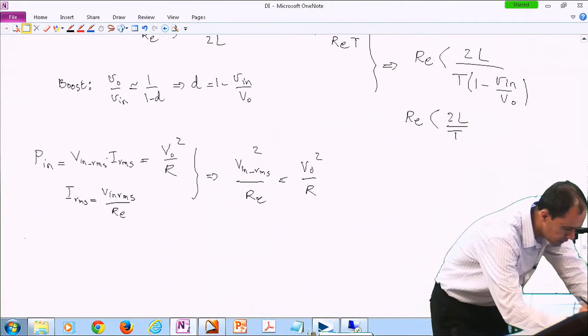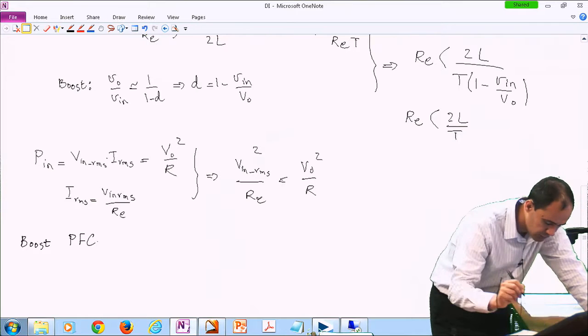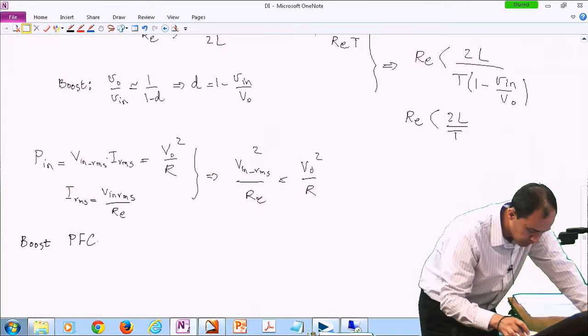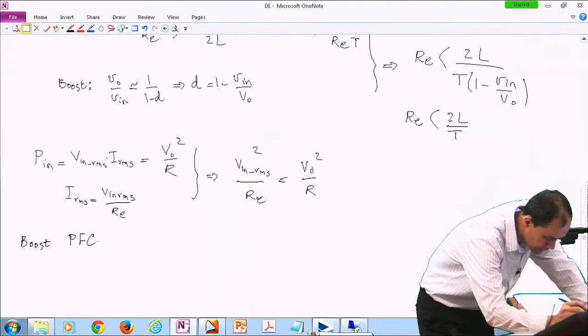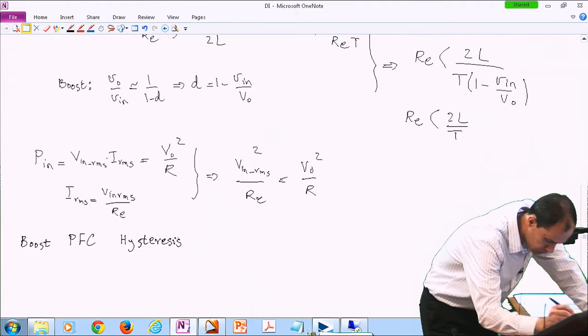So the topology is the same, boost. The objective is still the same, provide power factor correction, or make sure your input current looks nice. But this time we are using a hysteresis control.